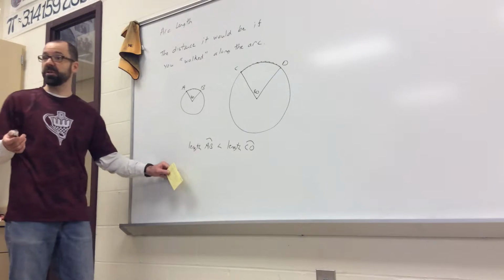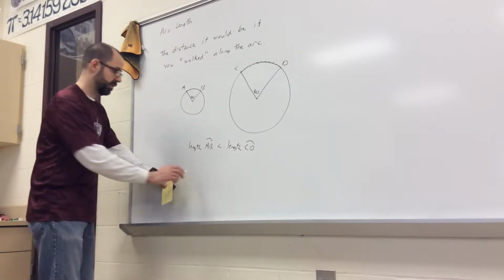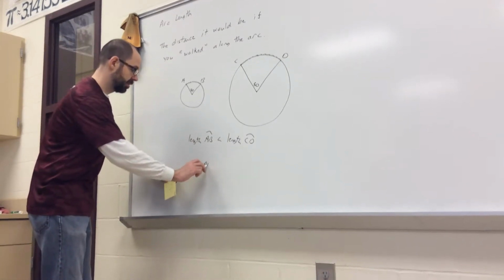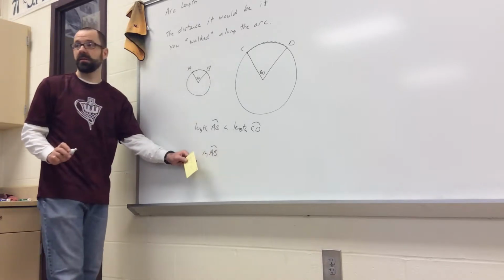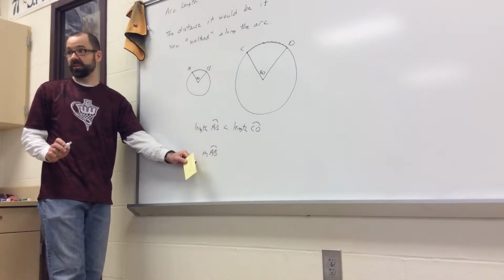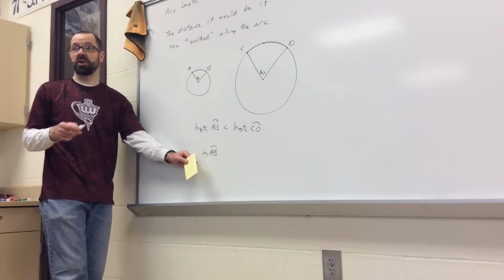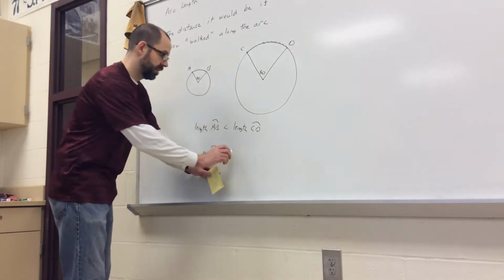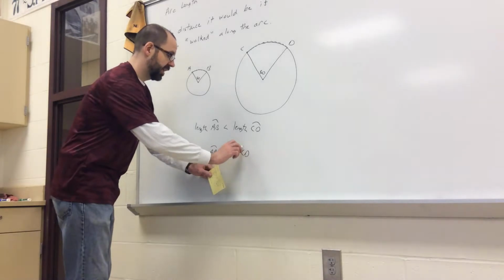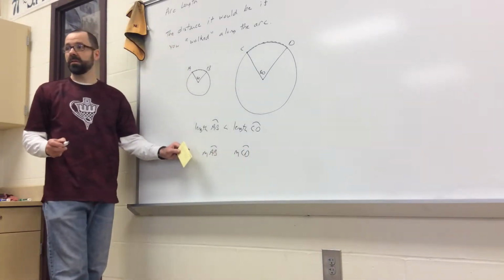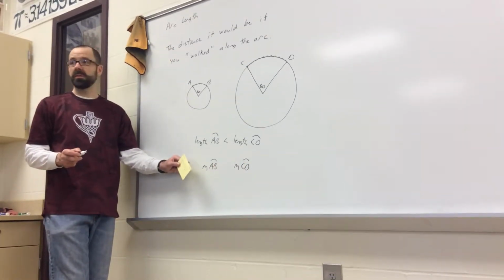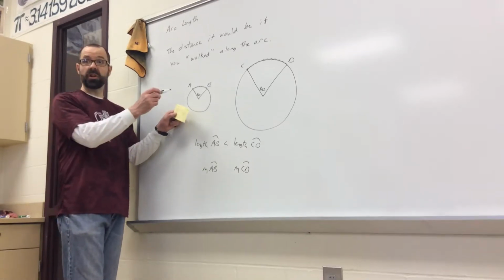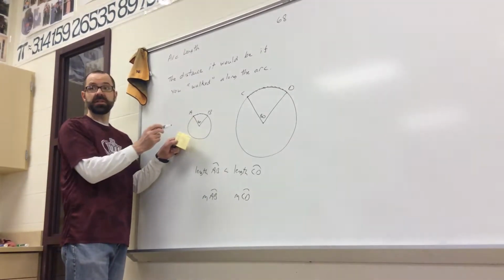Okay, but then yesterday we talked about the measure of AB. So that's different. When there's a little m in front of it, it's called measure instead of length. So this is the measure of the arc as opposed to the length of the arc. And the measure is how many degrees it is.